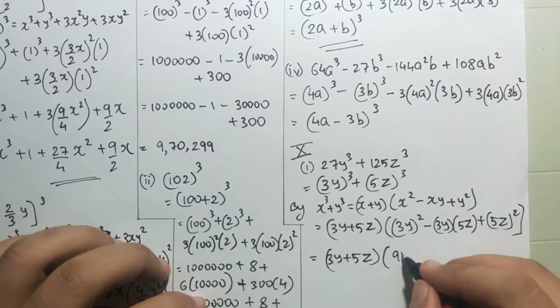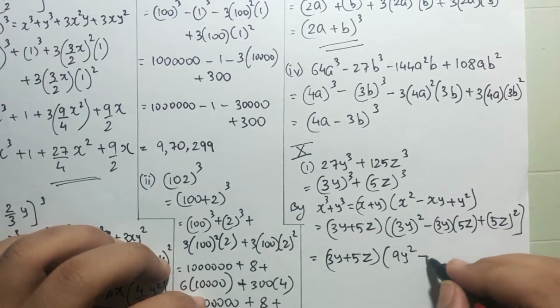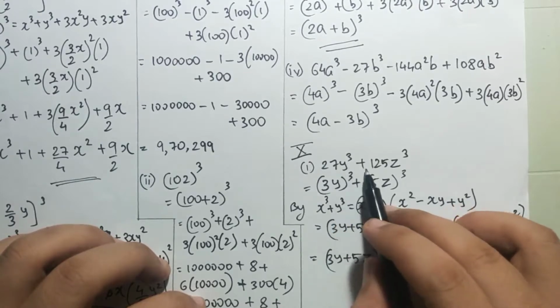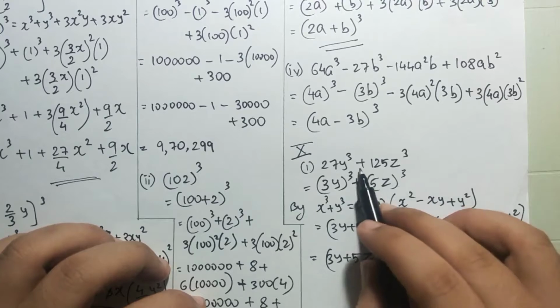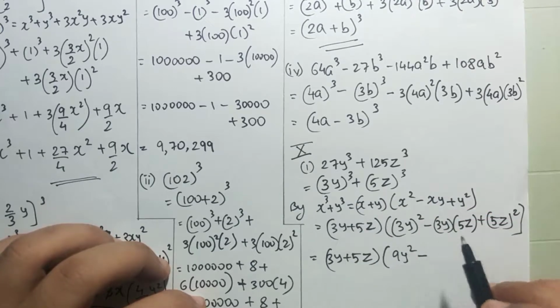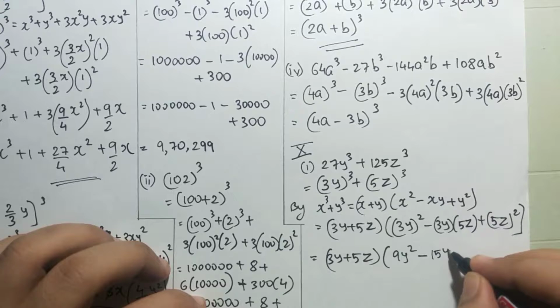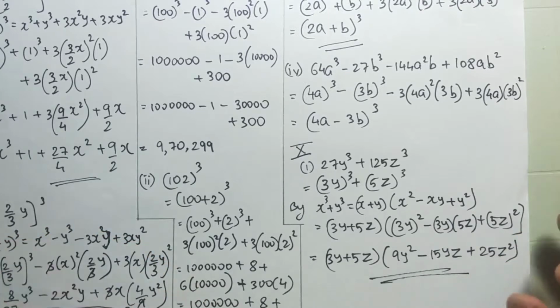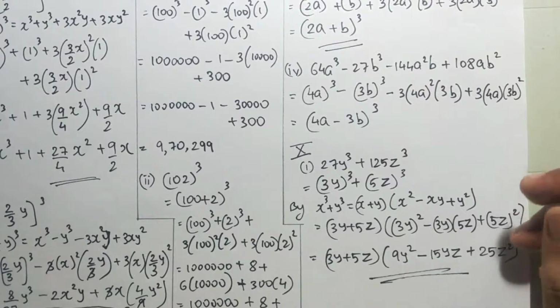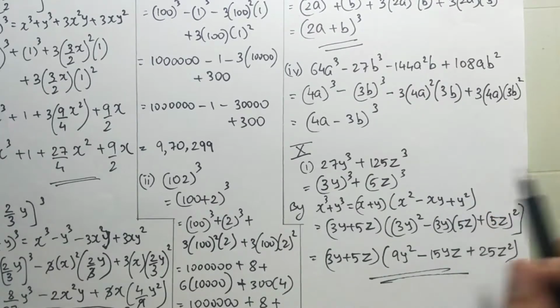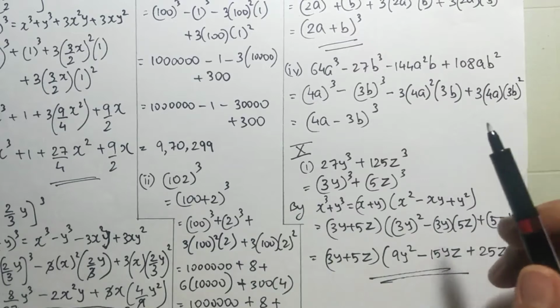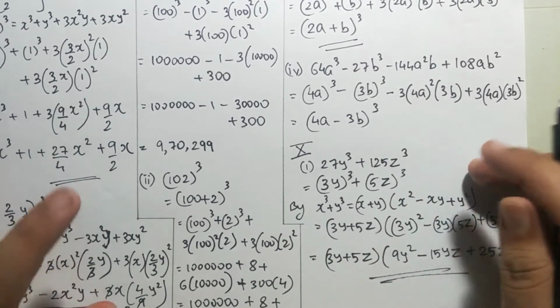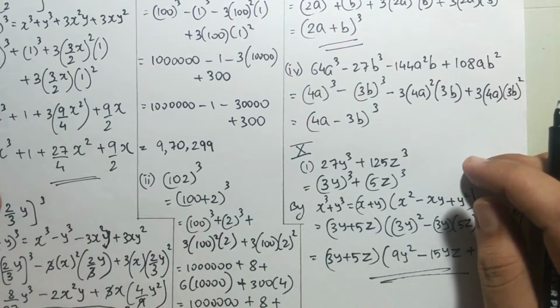So the final answer would be 3y plus 5z, and 3y square will be 9y square minus, see, if there is plus in the middle then in the second bracket there will be minus. If there is minus here then in the second bracket there will be plus. This is minus 15yz plus 25z square. Final answer. Nothing further will be solved. The second question of this 10th I am leaving to you. Please complete that 10th question by the identity x cube minus y cube. So please try to solve it. If you don't get the answer, ping me in the comment box. I'll explain it to you.